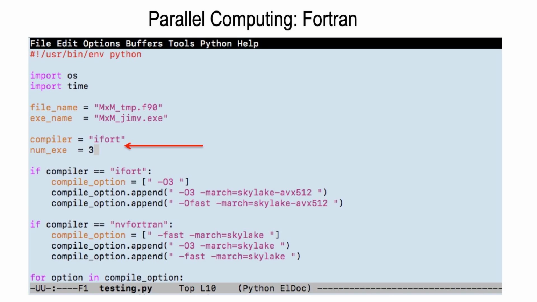If the compiler is iFort, the program will utilize the compilation options outlined below. The compile option vector comprises 3 text strings, the first being O3, the inclusion of the march option as the second, and finally, the replacement of O3 with O_fast. These options will be discussed in our forthcoming video.